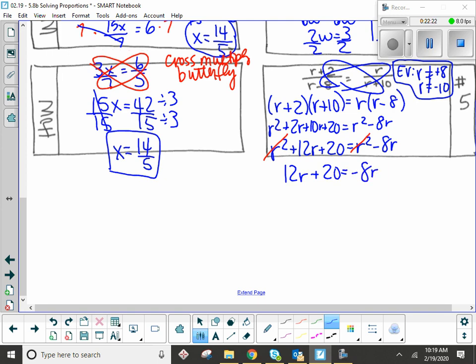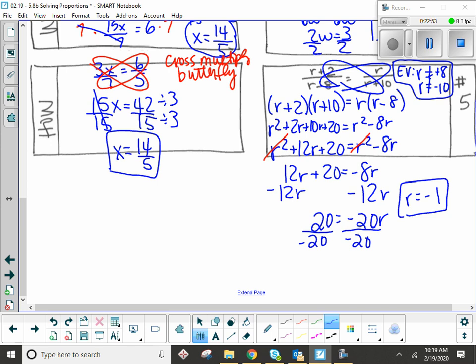What do you want to do? Gus? Okay. So that gives me 20 equals negative 20r. Yep. Divide by negative 20, right? So r equals negative 1. Was that one of my excluded values? No? So we're good to go. It is amazing.